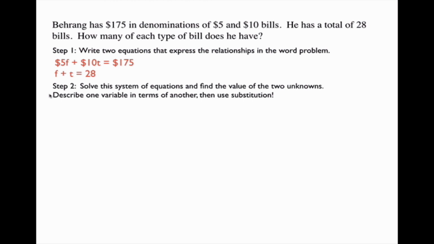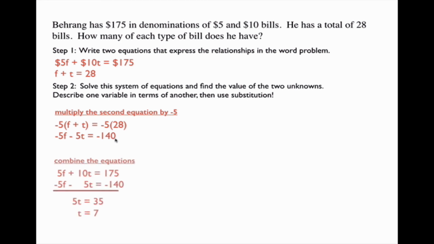Another way of solving the system is by using elimination. I'll first start out by multiplying this second equation, f plus t equals 28, by -5. When I do this, I get -5f minus 5t equals -140. I did this because when I combine the two equations, 5f and -5f cancel each other out. I've eliminated one of the variables. Then 10t minus 5t is 5t, and 175 minus 140 is 35. Dividing both sides by 5, I get t equals 7.